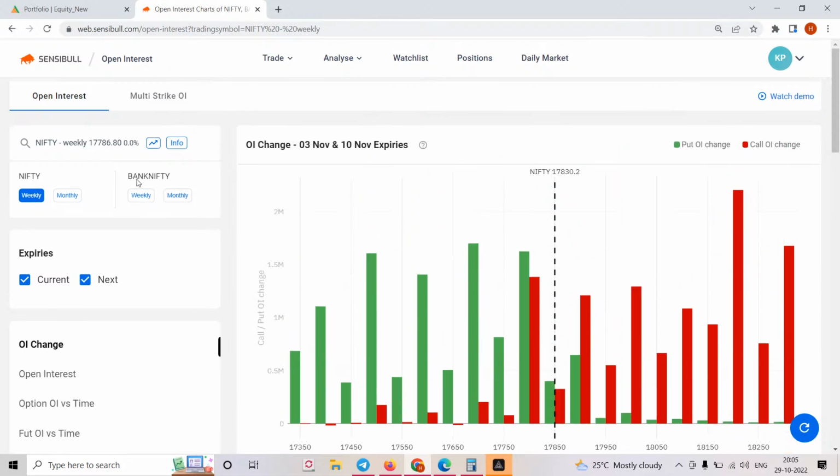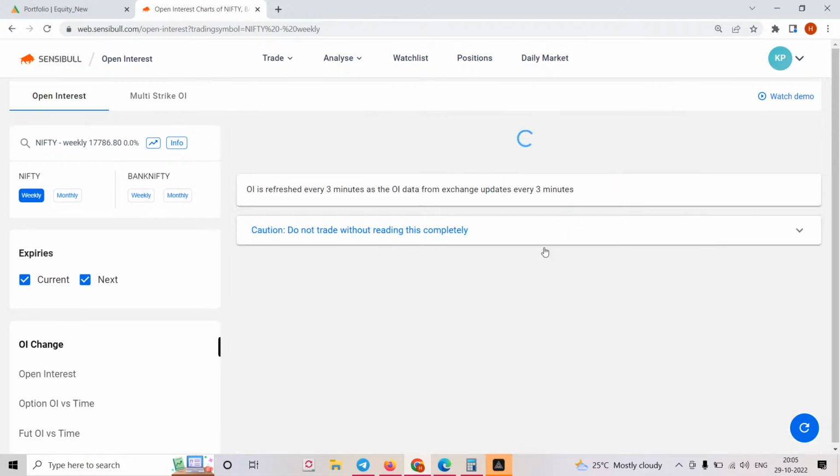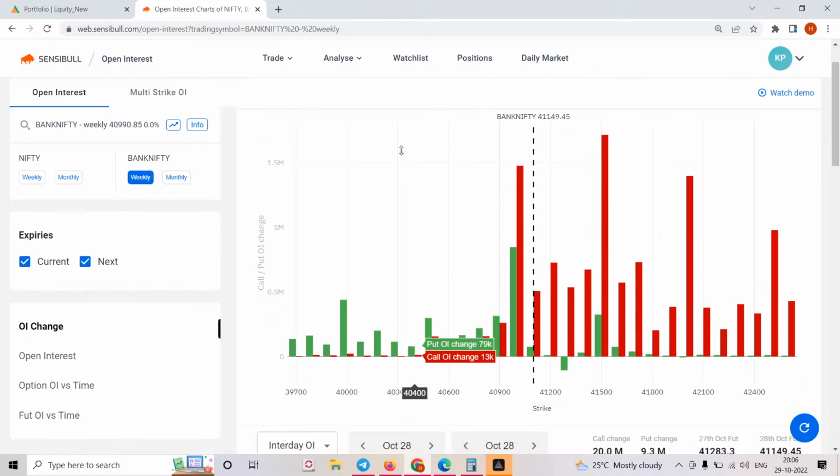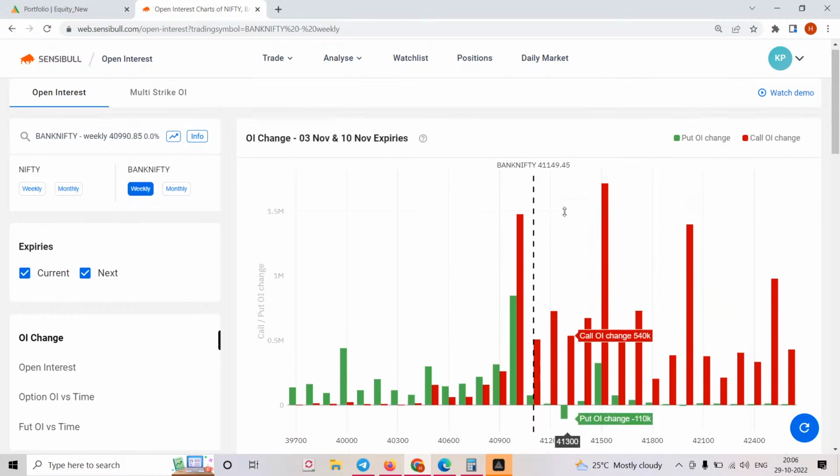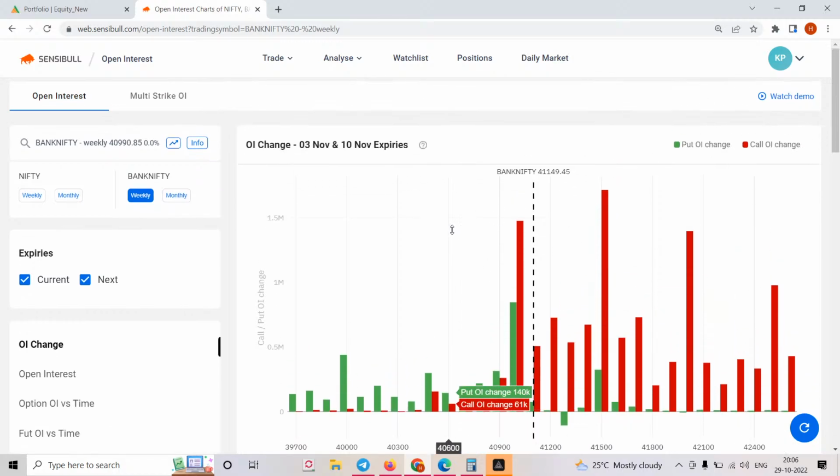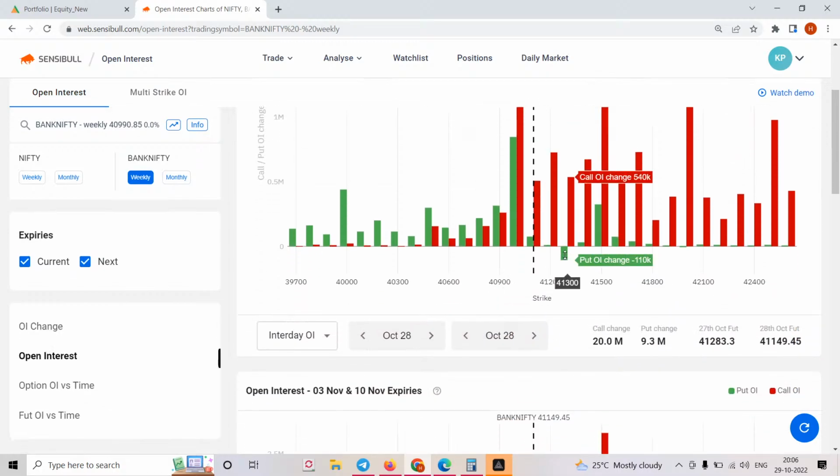Let's check Bank Nifty. Bank Nifty weekly. The first box, this section, is the intraday, which was your last trading session, Friday. There was some put unwinding, but net 20.20 million call build-up versus 9.3. It clearly shows that on Friday Bank Nifty was down because there was more call build-up.